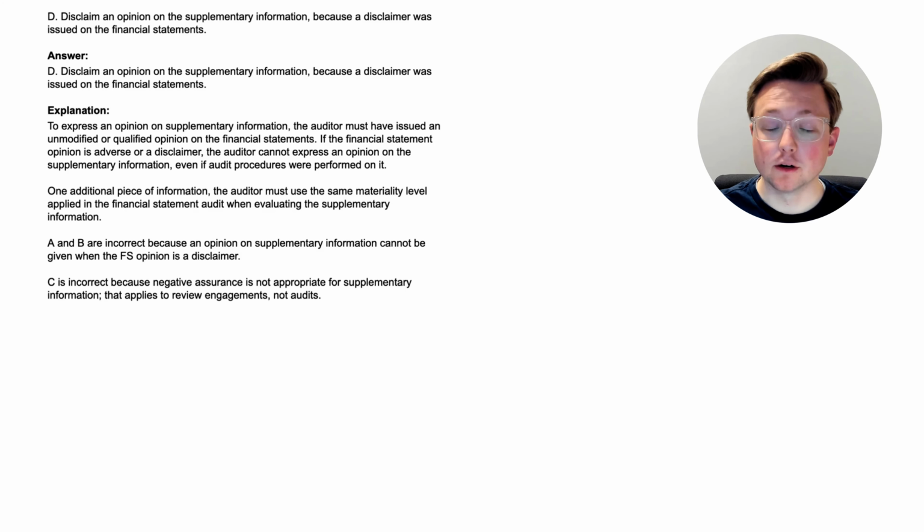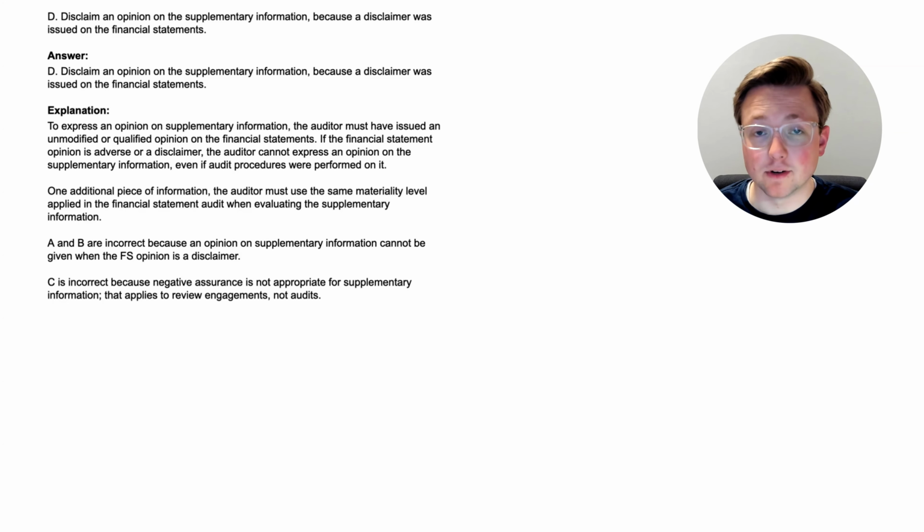To express an opinion on supplementary information, the auditor must have issued an unmodified or qualified opinion on the financial statements. If the financial statement opinion is adverse or a disclaimer, the auditor cannot express an opinion on the supplementary information even if audit procedures were performed on it. So that's why they would also have to give a disclaimer of opinion for the supplementary information, because they can't express an opinion on it because they had an adverse or a disclaimer of opinion for the actual audited financial statements. So they can't give an opinion, so they have to have a disclaimer of opinion.